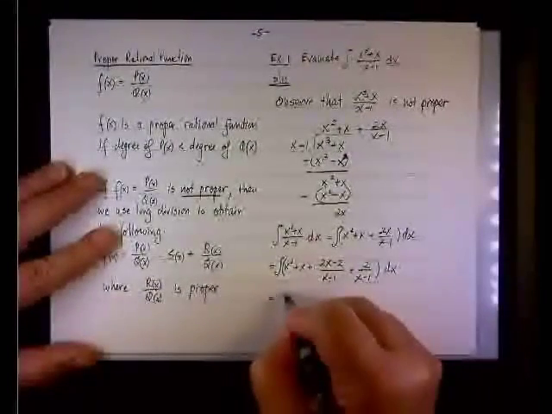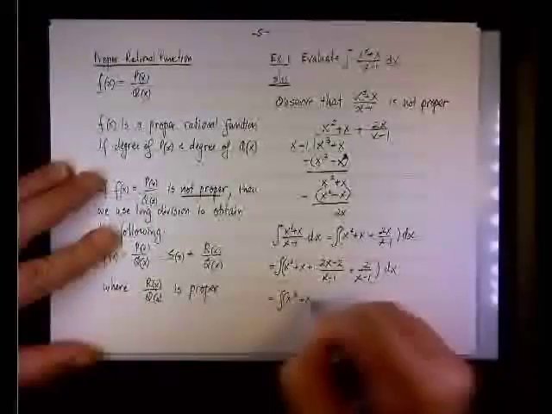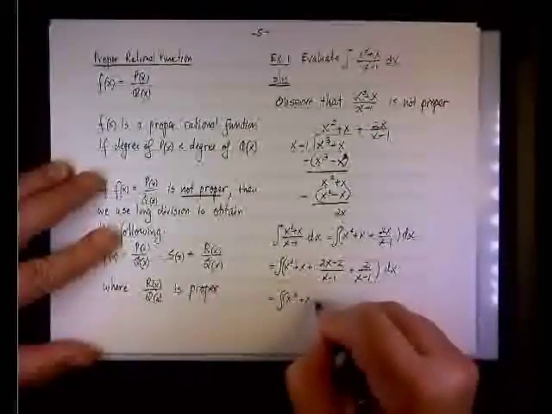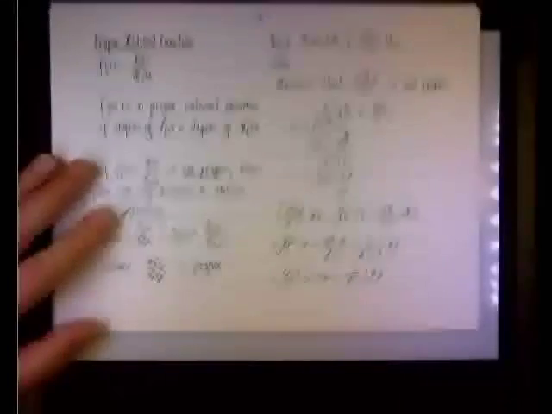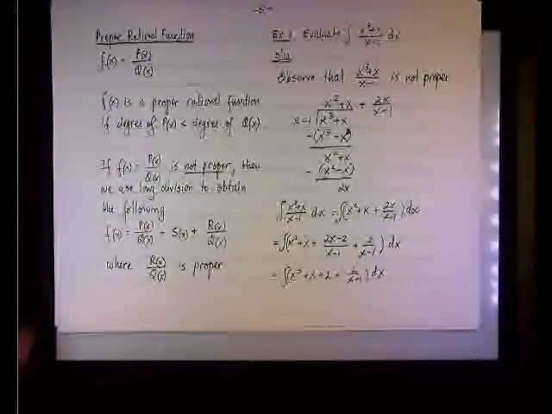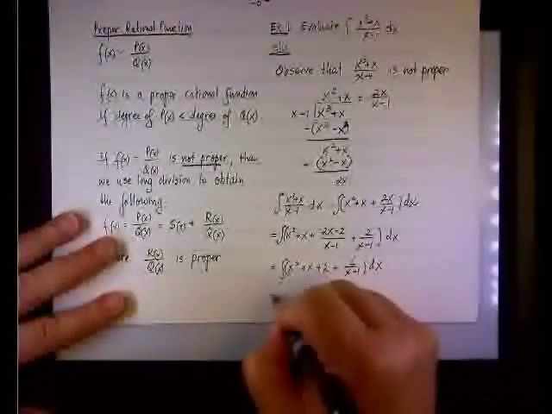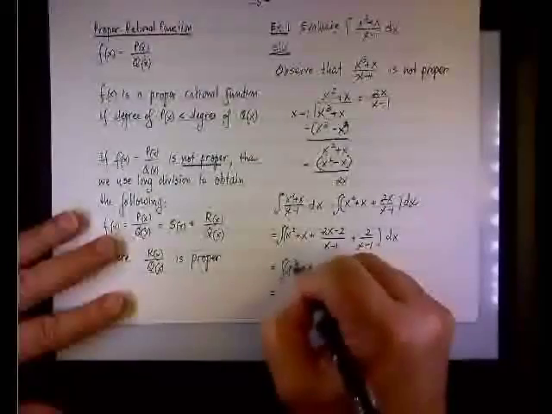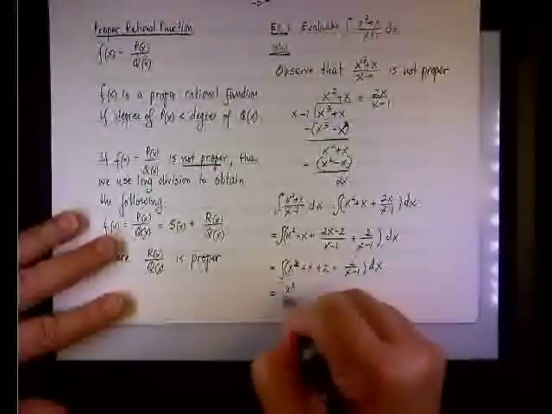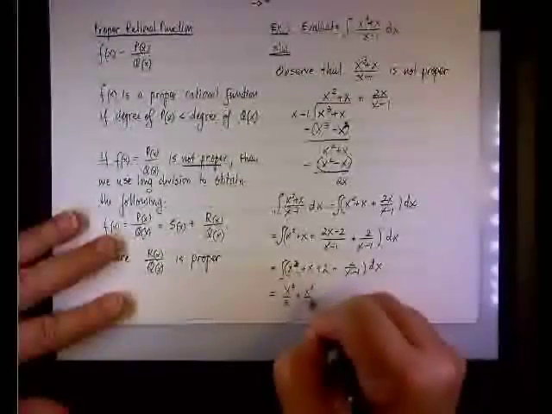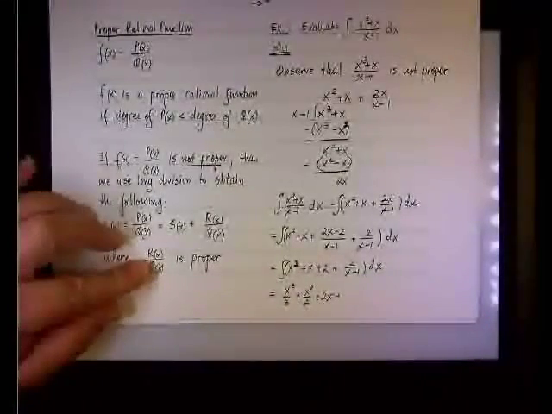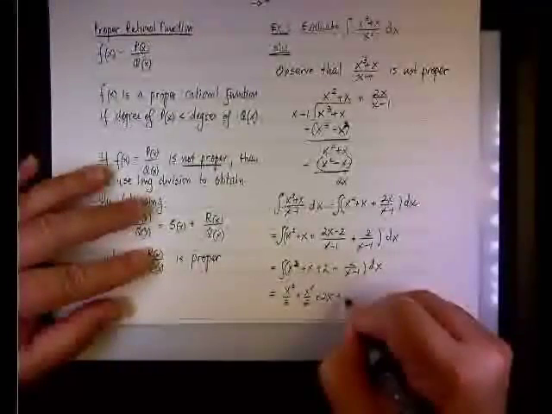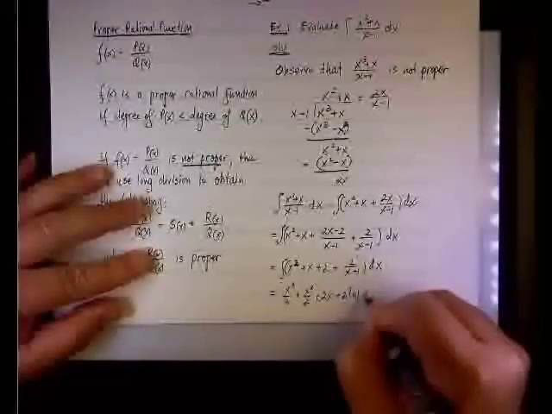The reason behind it is the following. Now I have x squared plus x. 2x minus 2 divided by x minus 1 is simply 2. And here I have 2 over x minus 1 dx. Now each of the 4 parts of the integrand is easily integrated. So we can finish this. This is x cubed over 3 plus x squared over 2 plus 2x. And what do we have here? 2 natural log of the absolute value of x minus 1 plus c.